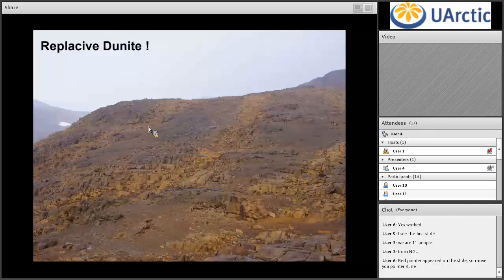You see it here as dike-like features in yellowish, going up over this slope. This is at least 200 meters high. And the wehrlites in dark colors are replaced by the dunite-forming melts. Next slide, please.